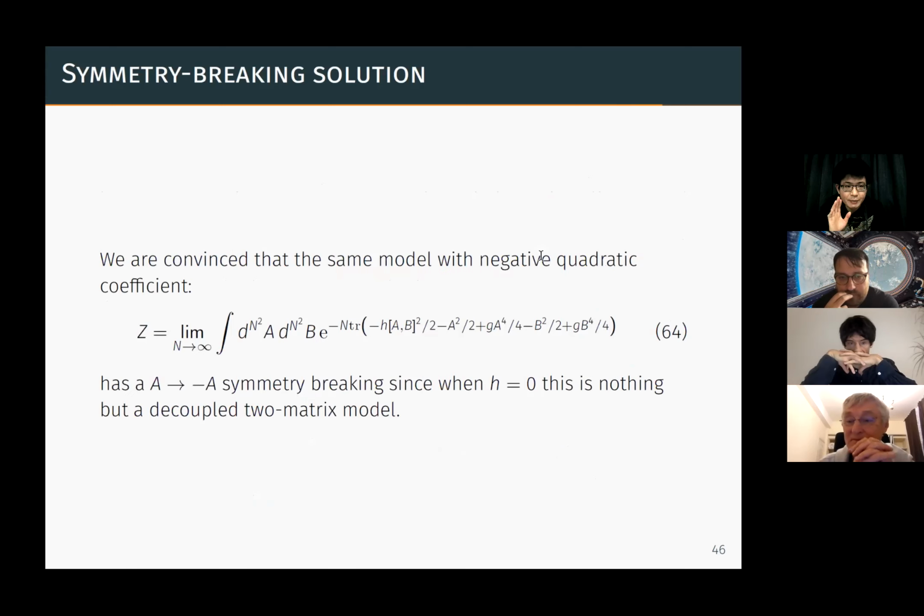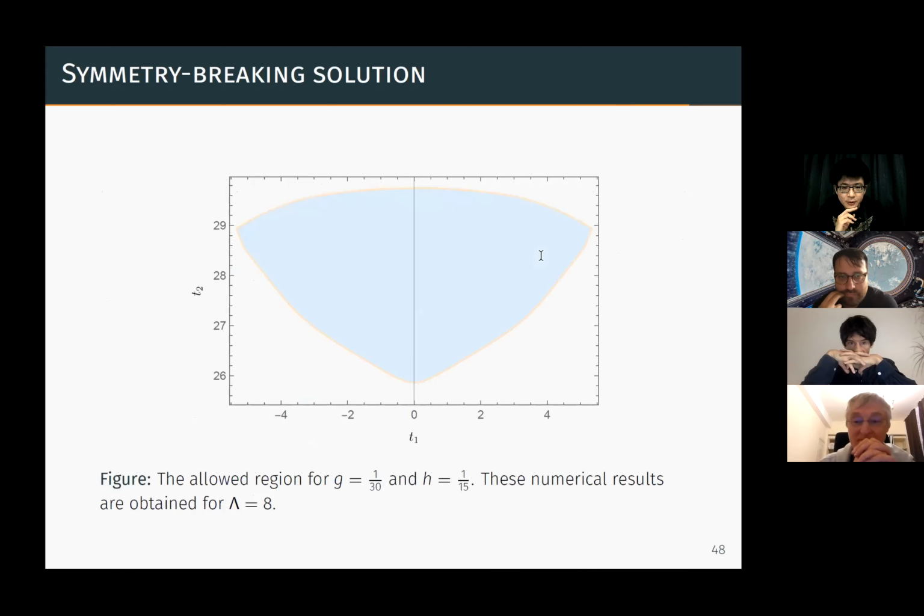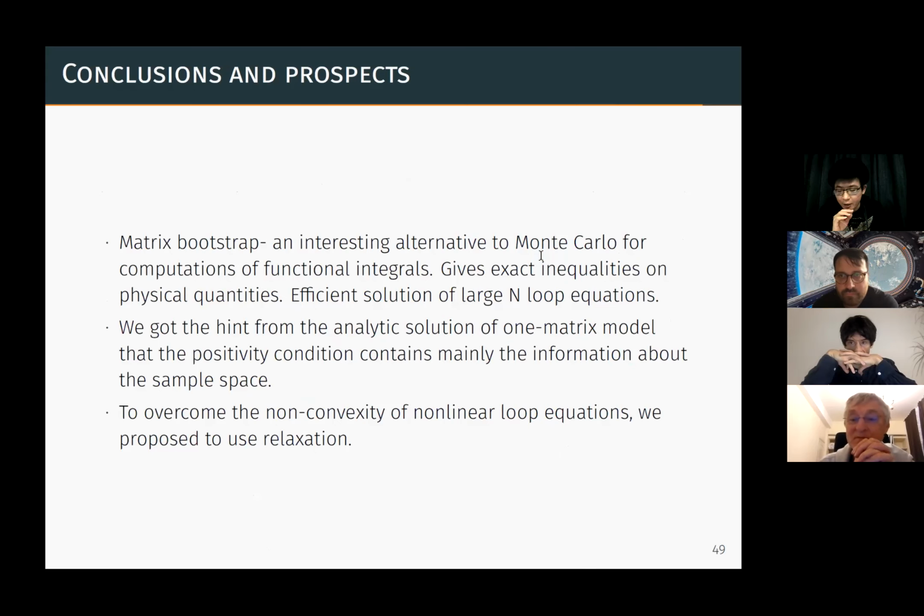Okay, so we jump past the symmetry breaking part. For interested readers, they could refer to our paper. Here we make a brief conclusion and state some future directions. We see that the matrix bootstrap is an interesting alternative to the Monte Carlo method to compute the functional integral. It gives exact inequalities on physical quantities, and it is also efficient.